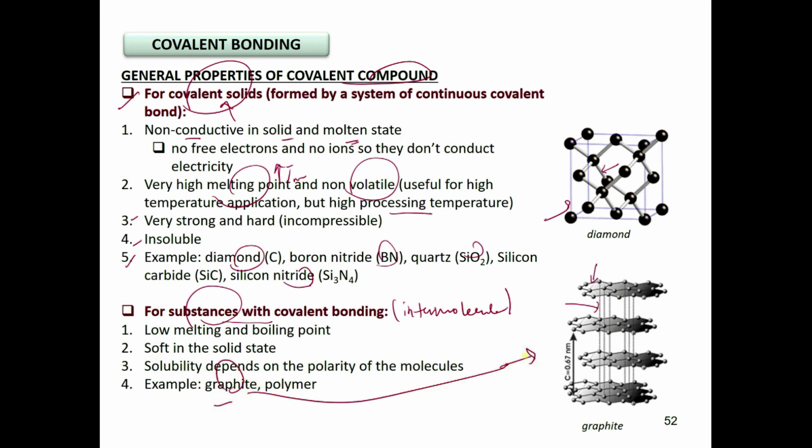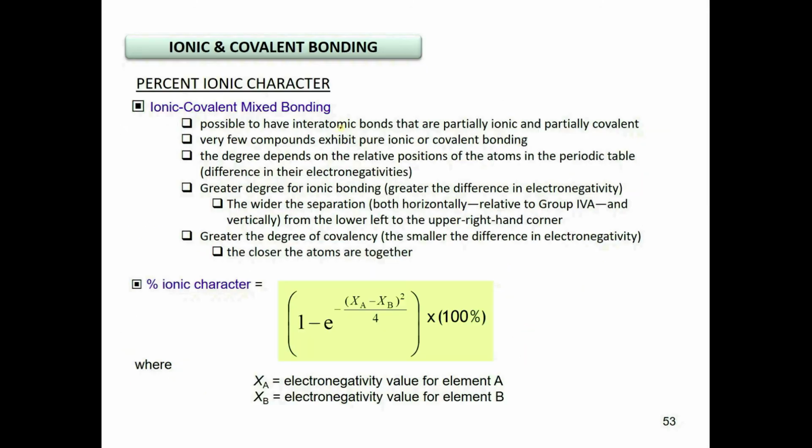Because polymer is mostly hydrocarbon, right? So between hydrogen and carbon, it has intramolecular bonding by covalent bond. But between the chains of polymer, it involves weaker bonding, which is van der Waals. Actually, it is very hard to find a compound which exhibits pure ionic or covalent bonding. In most cases, the compound is partially ionic or partially covalent.